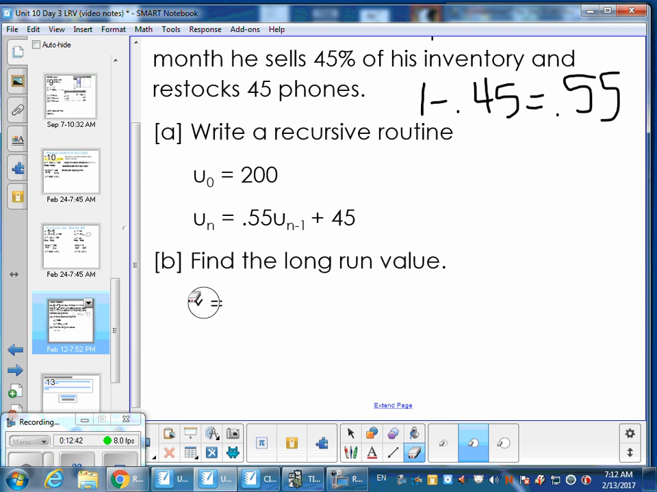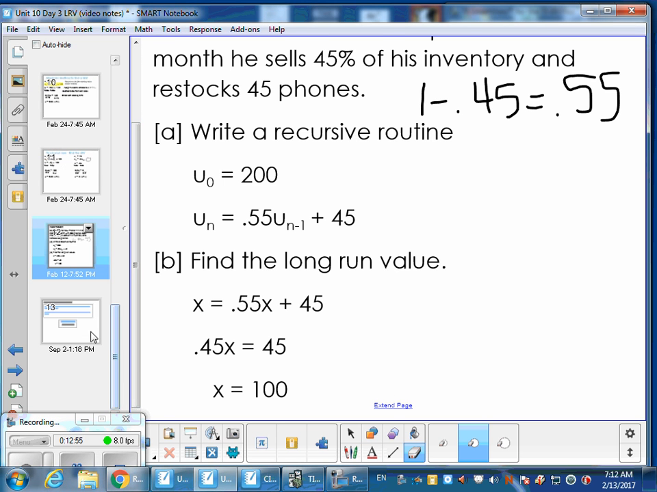So to find the long run value, I set them both equal to x, un and un minus 1. Subtract 0.55x from both sides and get 0.45x equals 45. And then divide by 0.45 and get a long run value of 100.